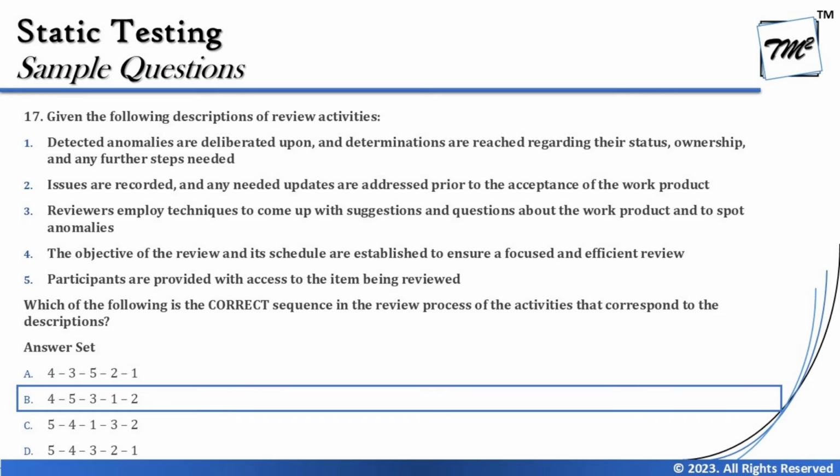B, that is, it goes to 4, then goes to 5, then goes to 3, then goes to 1, and then goes to 2, which is the right sequence of performing a formal review process based on the sequence of actions defined for the formal review. Let's move on to the next question.